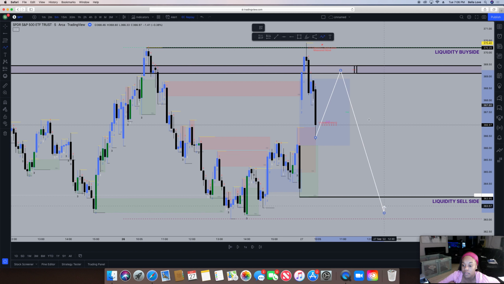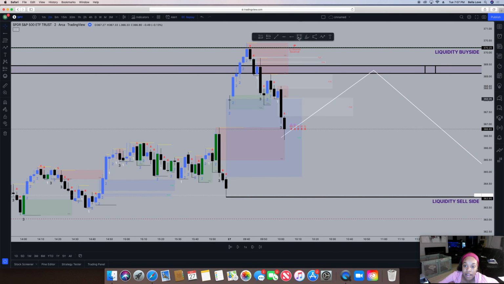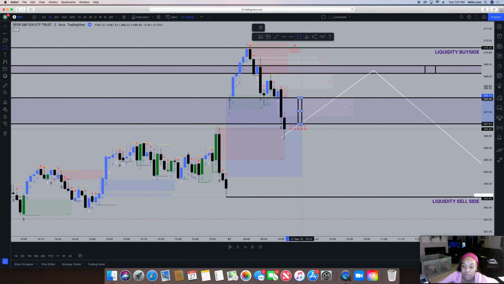Let's go ahead and take out that sell side liquidity because there was an imbalance in the market, and you guys know that imbalances need to get filled to balance the market. So going back down to the 2-minute chart so we can catch our entries fast. And you guys can see fair value gaps all over the 2-minute chart. I love looking at fair value gaps on the 2-minute chart. It's much more precise for me.